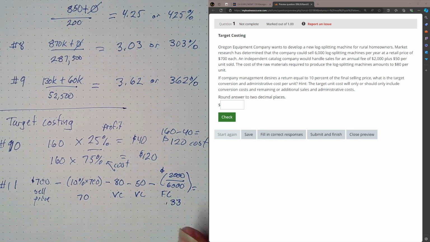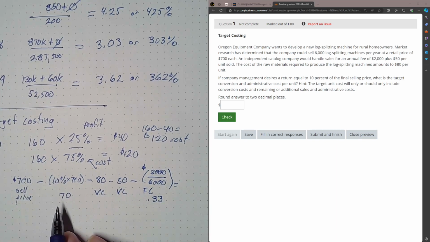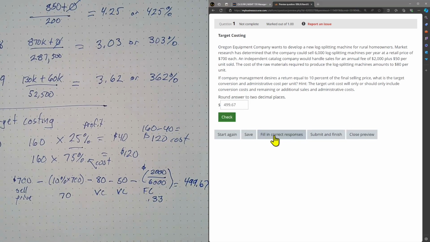Kind of running out of space here. What am I going to do? 700 minus 70, which is the profit, minus this variable cost, 80, minus this variable cost, 50, minus the fixed cost spread over all of the units. In other words, a per unit fixed cost. And that's going to come out to $499.67.